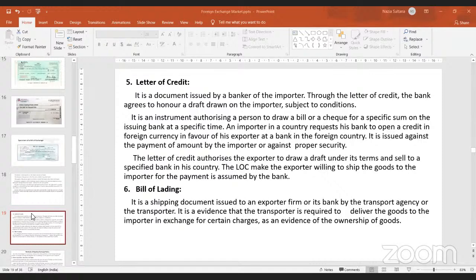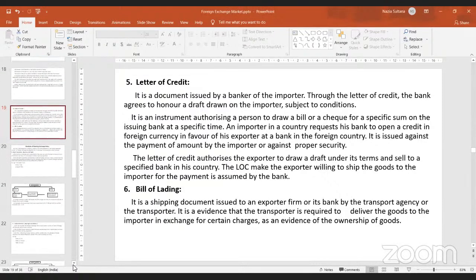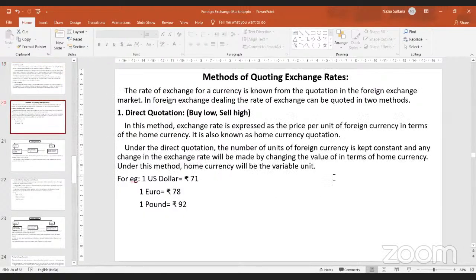That is also a document which is being used in foreign trade and the foreign exchange market. So you have those documents which are there. Now let us talk about what is this exchange rate and how does this exchange rate actually get its quotation. The rate at which one country's currency is bought and sold with the other country's currency is called an exchange rate.